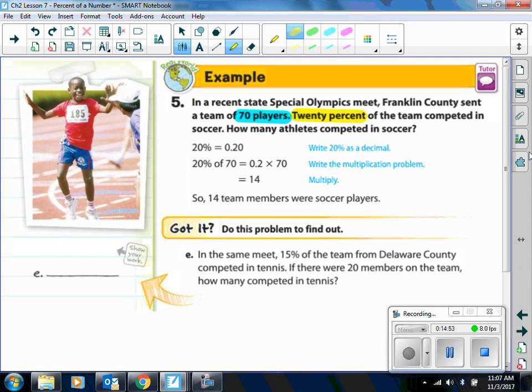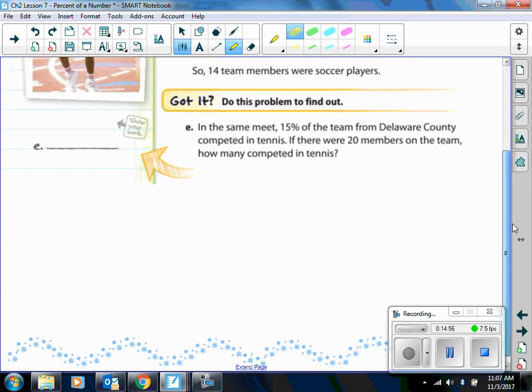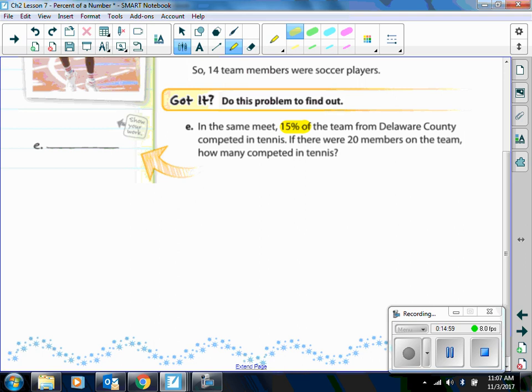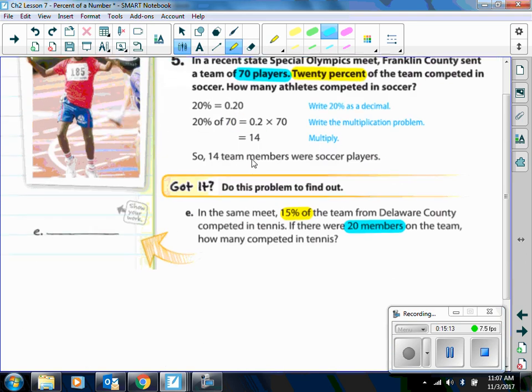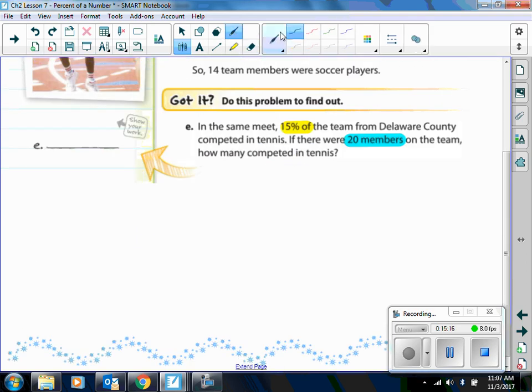Okay? For the last example, okay, in the same meet, 15% of the team from Delaware County competed in tennis. If there were 20 members on the team, we want to know how many competed in tennis. So here, since the previous example was done as a decimal, I'm going to write this one as a fraction. Okay? So here, we're going to write the 15% as 15 over 100. Very good. 15 over 100. And then we're going to multiply times the whole team, right? So that's times 20. And then I'm going to go ahead and put this over 1, just so that you see that it's just a fraction times a fraction.